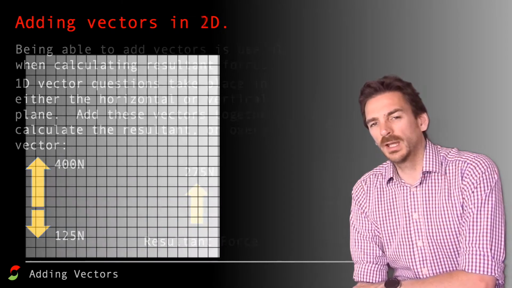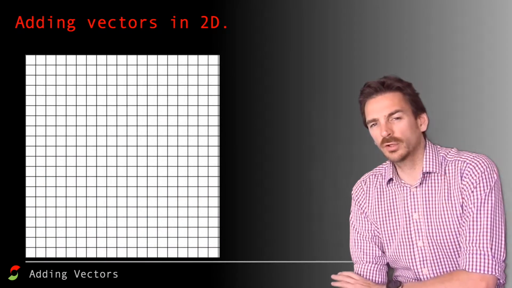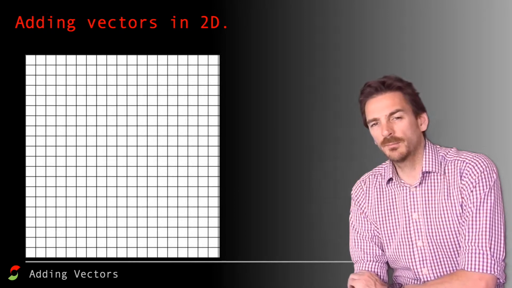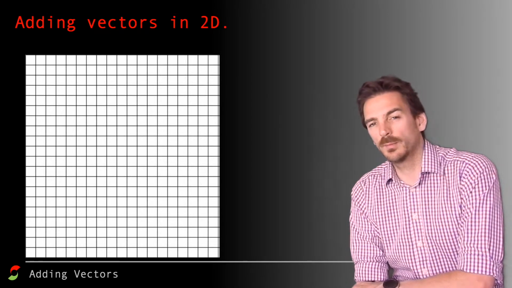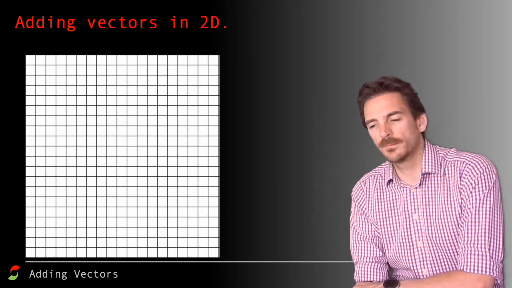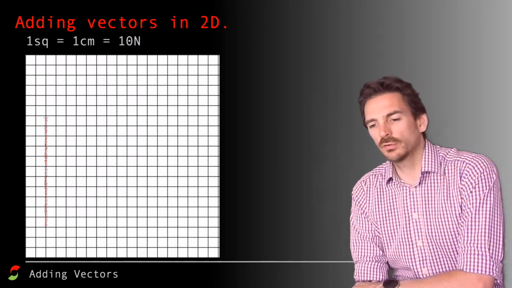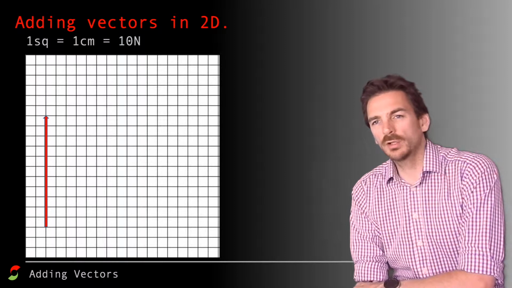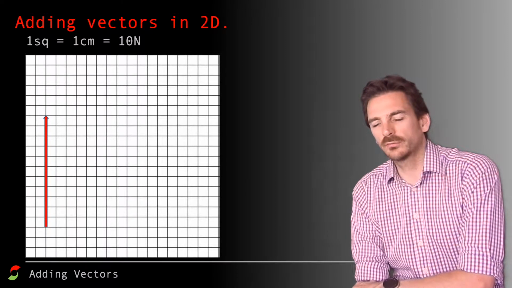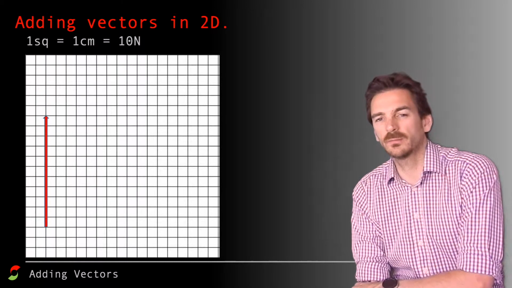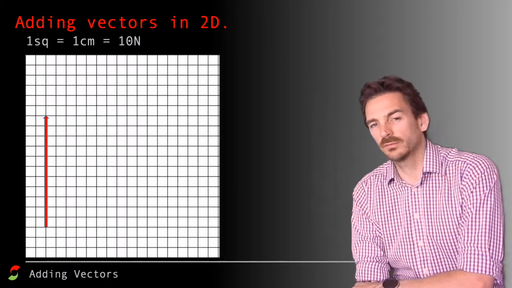So let's have a look at vectors in two dimensions, and these are quite complicated compared to vectors in one dimension. We just simply can't add them together. So we're going to start by looking at a vertical force. And we're going to be using a scale here. You notice that there are all the squares on there. I'm going to say one square is a centimetre, and that each centimetre then is worth 10 newtons.